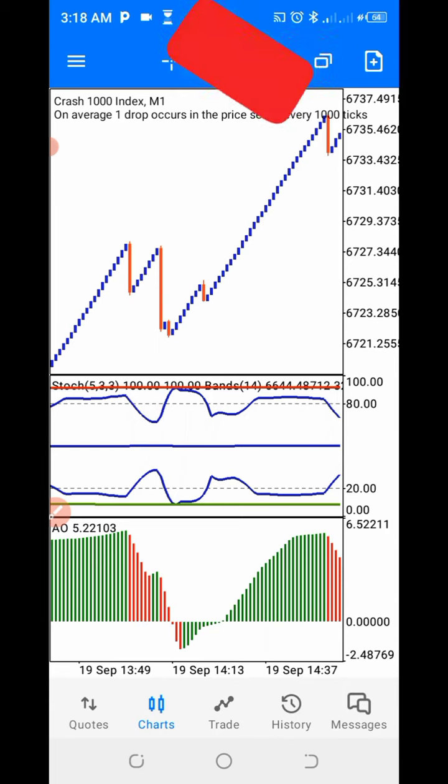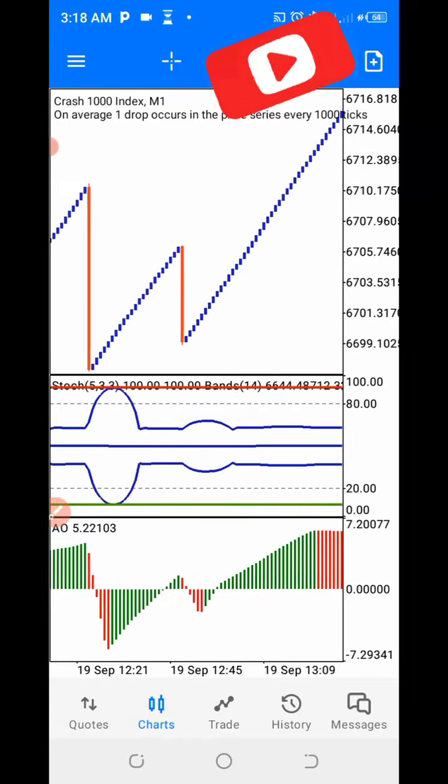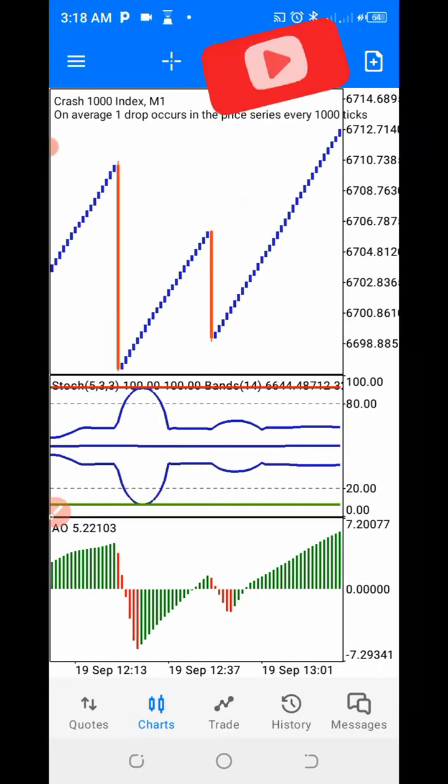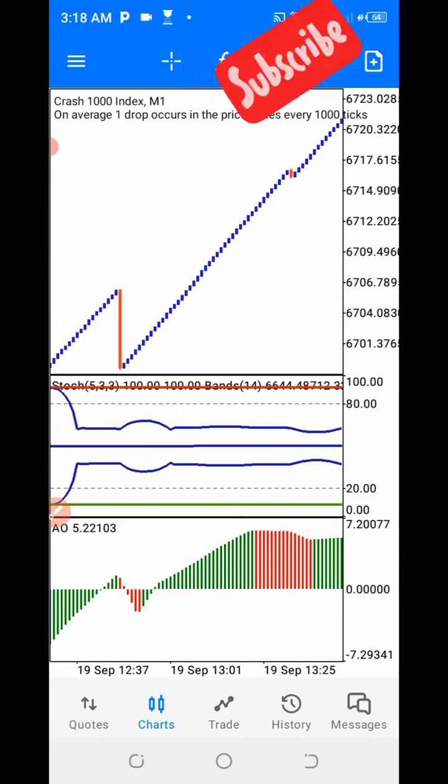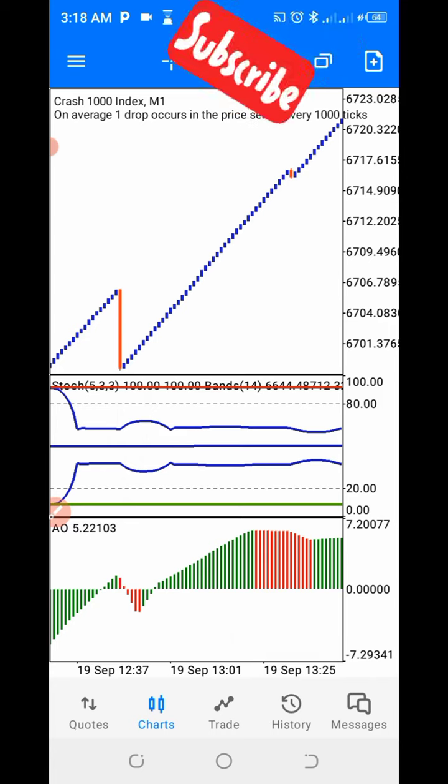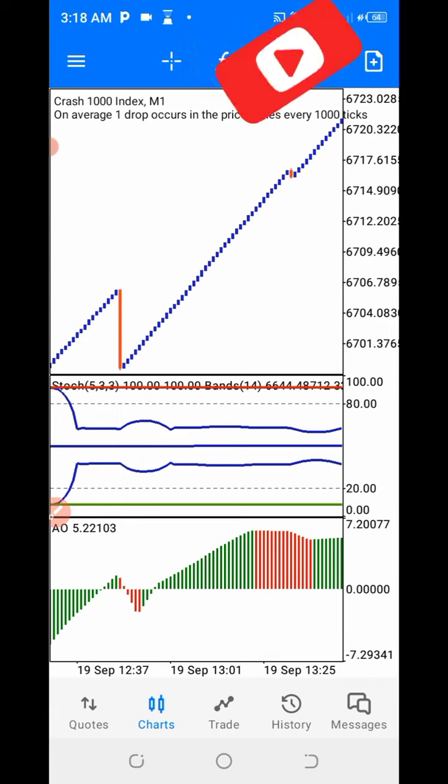So do well to do your backtest very well. I've been using this strategy for a very long time. I just decided to give it out today. It's the Avenger strategy. You can make massive money from this strategy. It is easy, so simple, and very profitable. Trading should be simple and profitable.